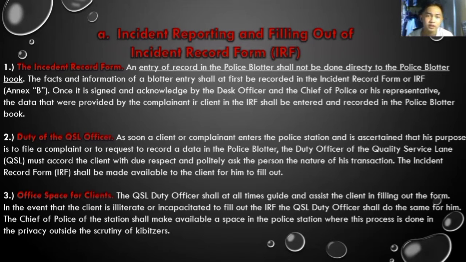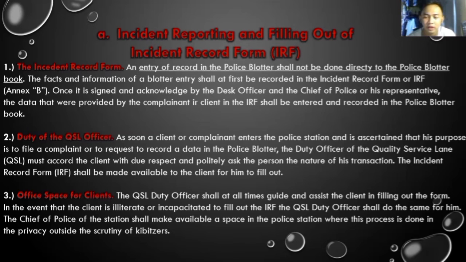A. Incident reporting and filling out of incident record form, IRF. The incident record form: an entry of record in the police blotter shall not be done directly to the police blotter book, and the facts and information of a blotter entry shall at first be recorded in the incident record form or IRF Annex B. Once it is signed and acknowledged by the desk officer and the chief of police or his representative, the data that were provided by the complainant or client in the IRF shall be entered and recorded in the police blotter book.